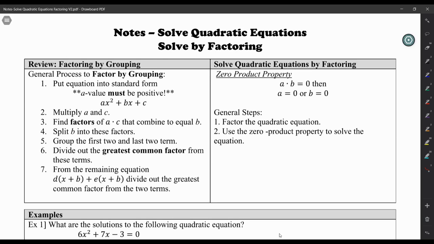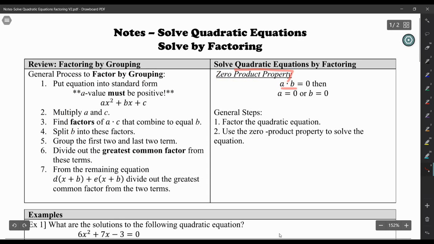Solving quadratic equations with factoring. So on the left, we have a reminder of the basic steps on how to solve by factoring over here. So first of all, this is just how to factor. So we're going to factor first, and then once we have it factored, we're going to use the zero product property to actually solve it for the value of x.